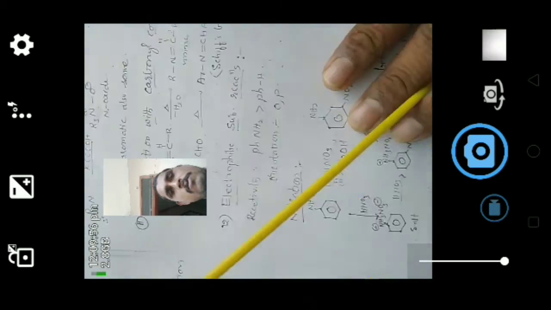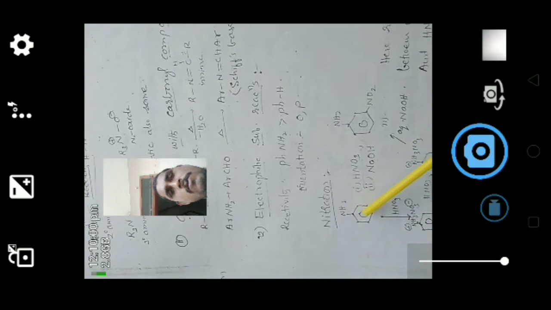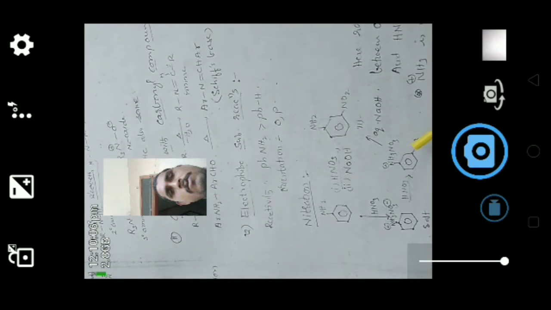So now we will see the nitration reaction. Aniline, when we react with HNO3, gives salts. These salts again react with HNO3 to give nitro salts. Again, on hydrolysis of this nitro salt in the presence of base, it gives nitroamines, meta-nitroamines.